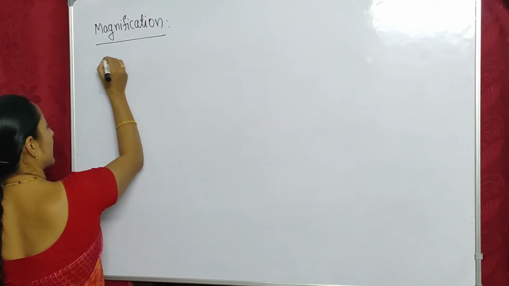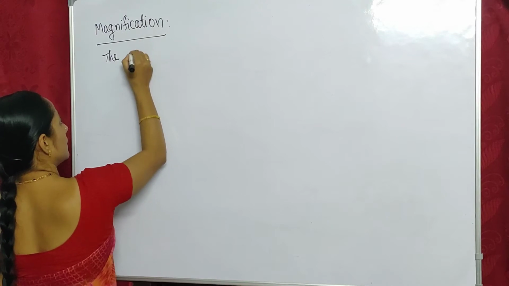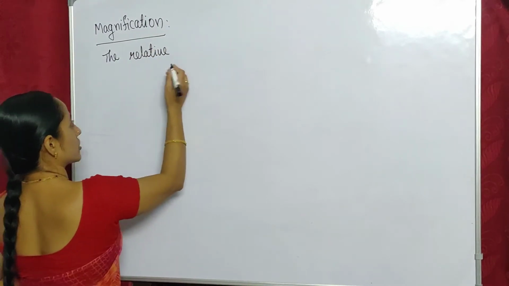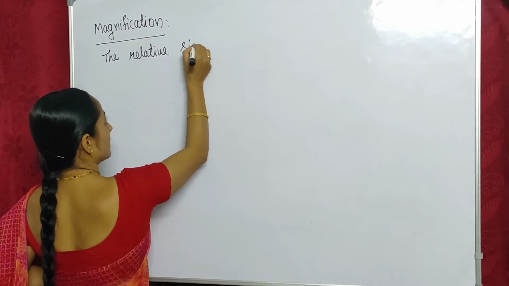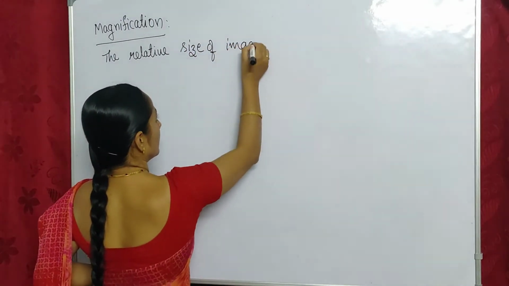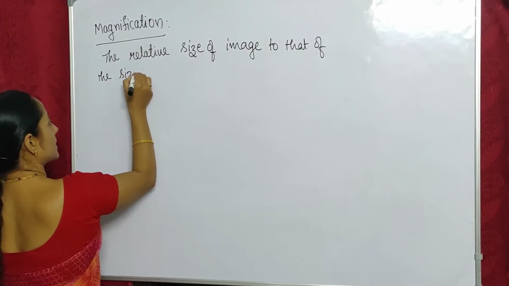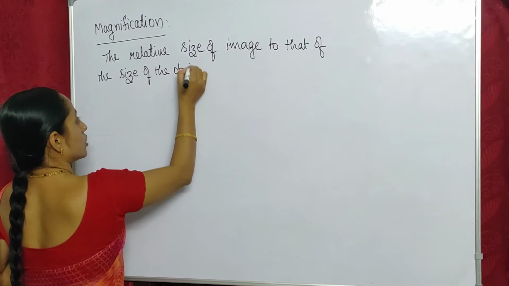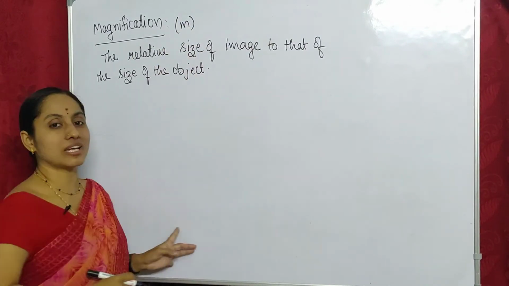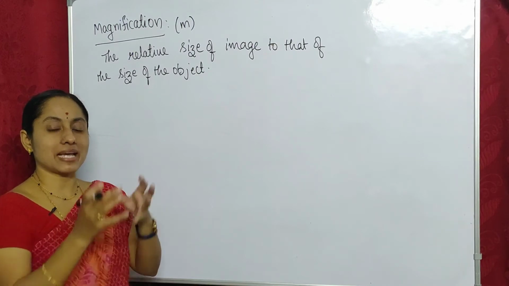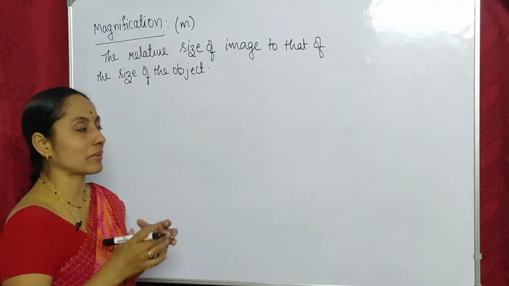So what is magnification? It is the comparison, or the relative size of the image to the size of the object. Relative meaning comparison. So this comparison is called magnification, and we represent the magnification symbol as small letter m. So compared with the object size, whether the image is bigger or smaller, how much bigger, how much smaller, or the same size, all these comparisons we can do easily.